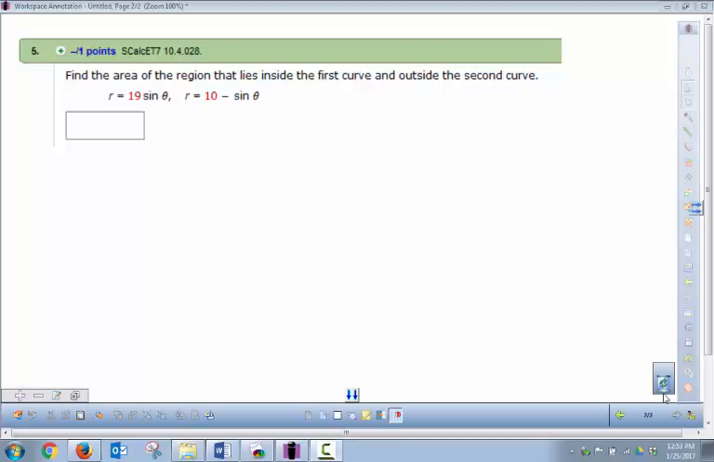Is it okay if I use my graphing calculator program instead of your graphing calculator, the TI-84?